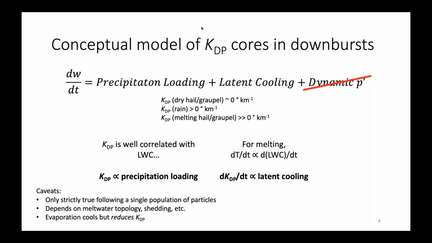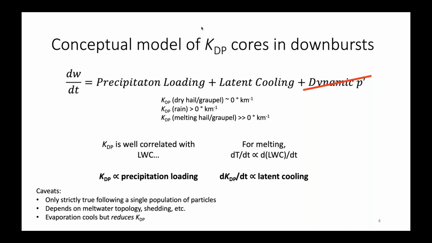So there's a few caveats. This is an oversimplified conceptual model in motivation. This is strictly only true following a single population of particles. We're kind of treating this like you have a single hailstone falling and melting and what would happen to it.